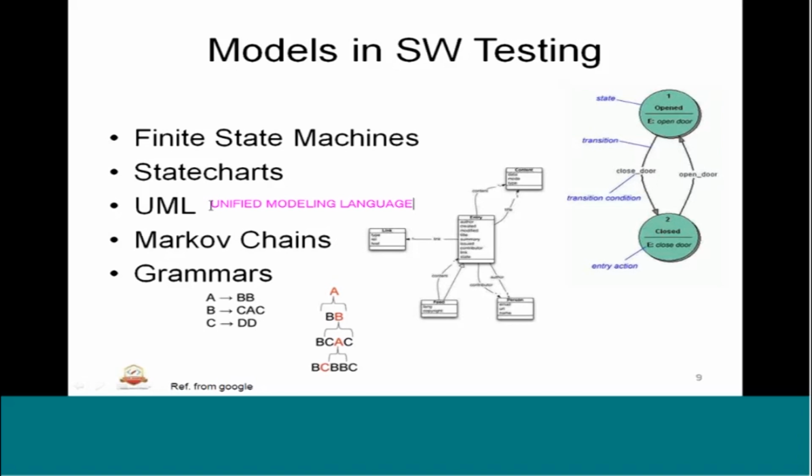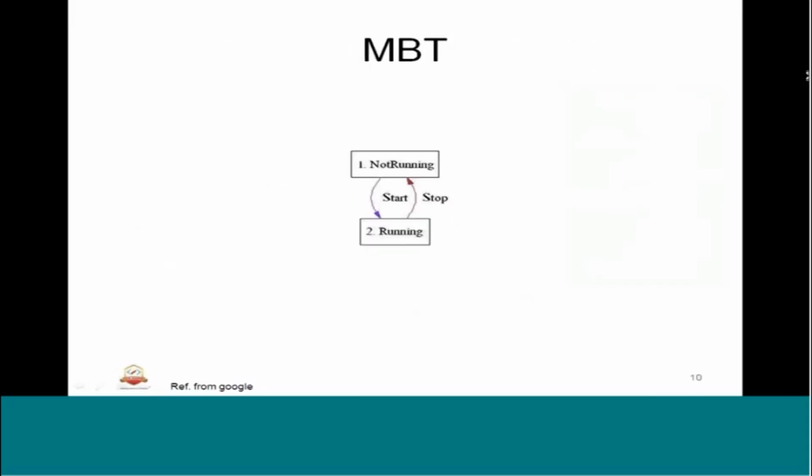And we have other models for model-based software testing also. That is called the Markov chains, grammars, which are a bit complex in terms of understanding testing. We need to adopt any one of these models and go in detail and deep. That will help in terms of model-based testing. So these are examples of models that can be used. It can be FSM, state charts, UML, Markov chains, grammars, any of those.